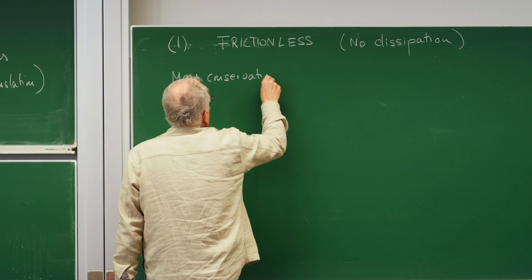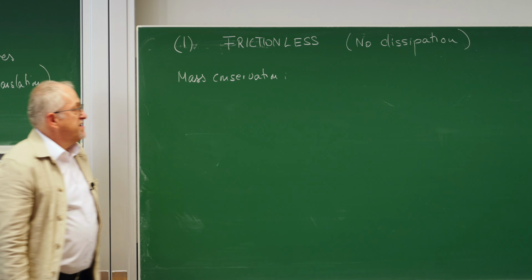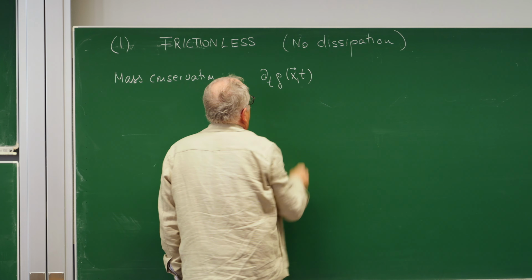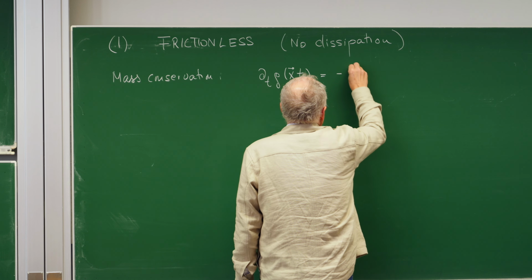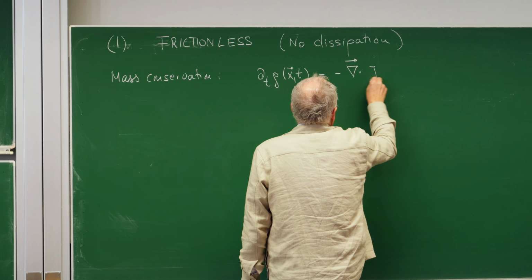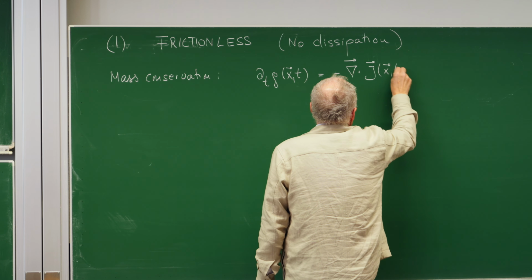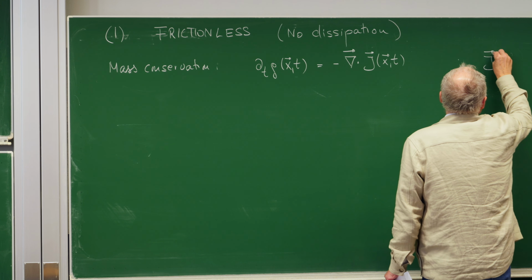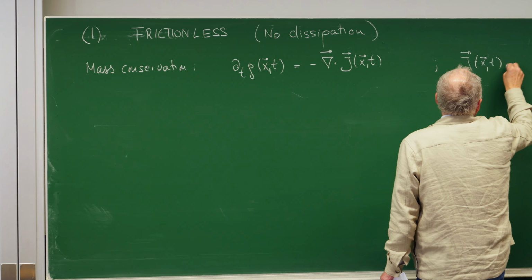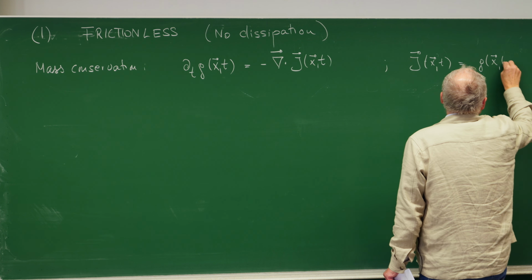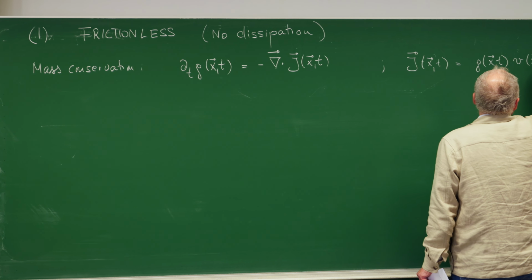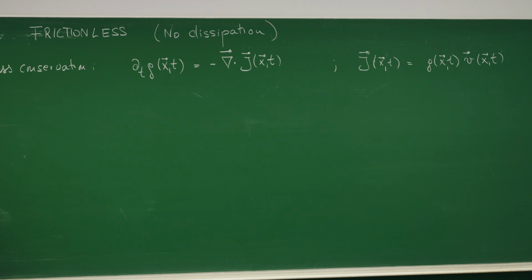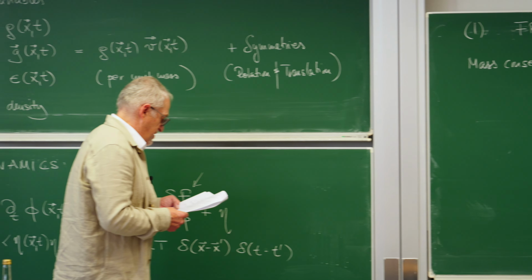We certainly have mass conservation, and that means that there must be a continuity equation for the density. So the time derivative of the density must be written in the form that this is minus the divergence of a current J of x and t, and the current in our case is just rho of x and t times v of x and t. Just the mass current that we have. Later on we will see other currents that play a role. Here this is just the mass current.